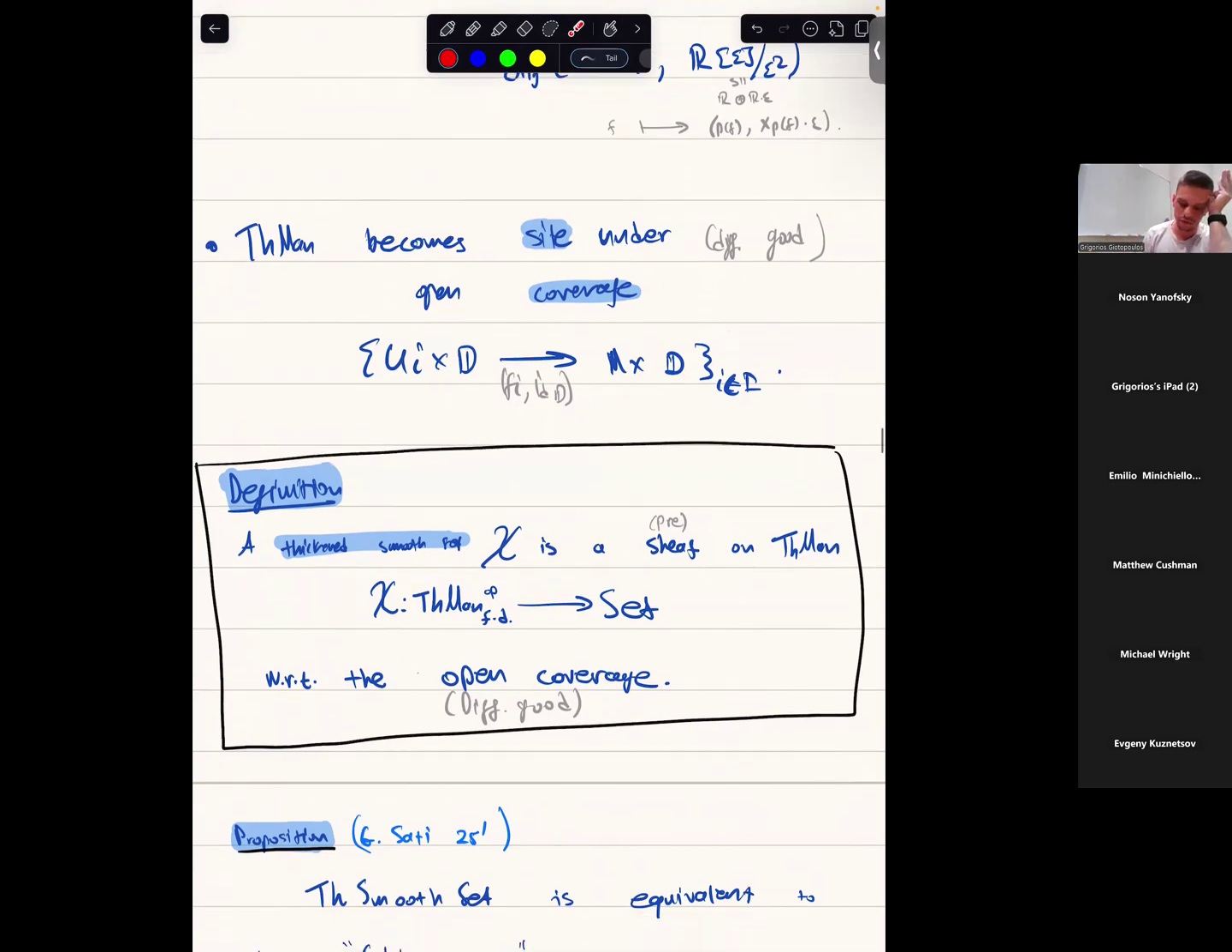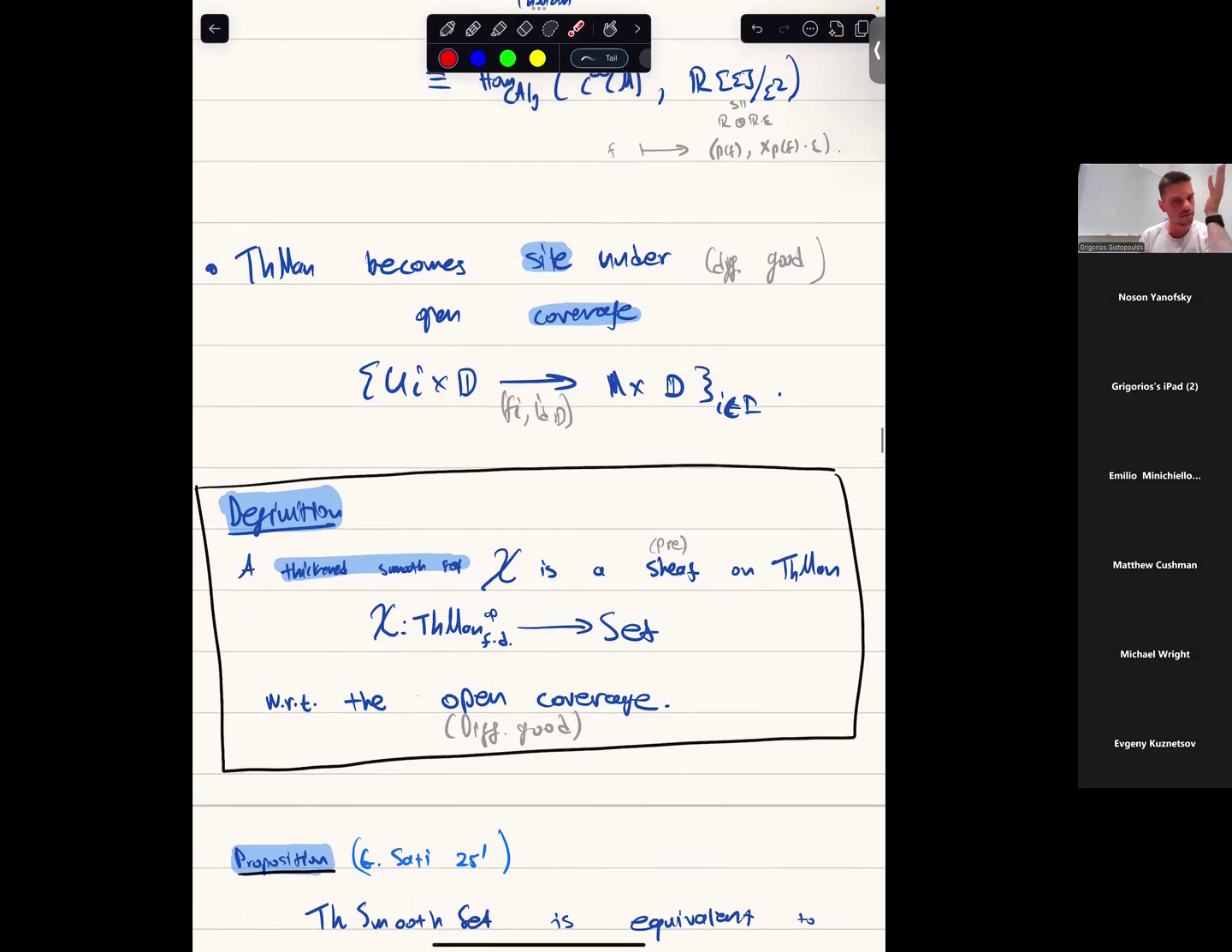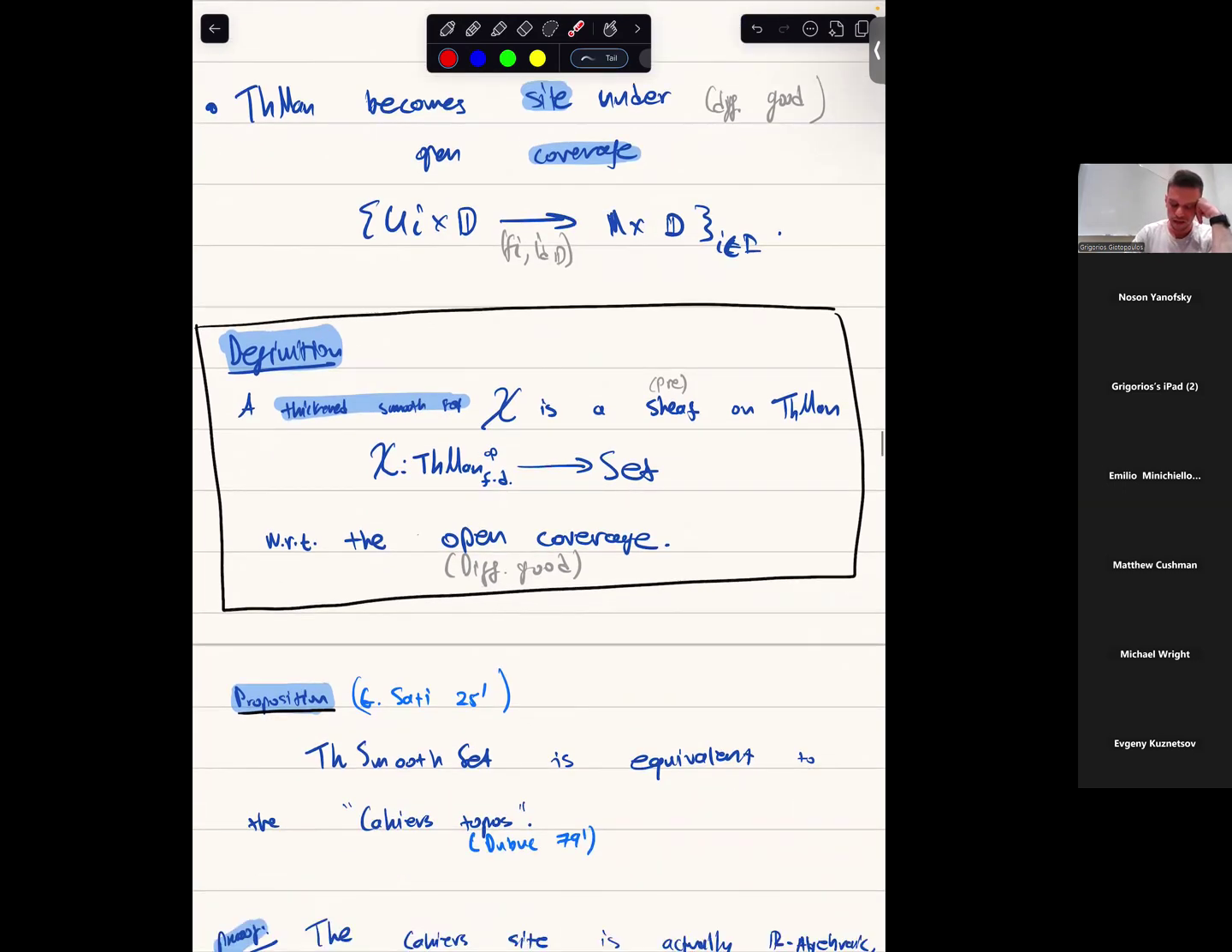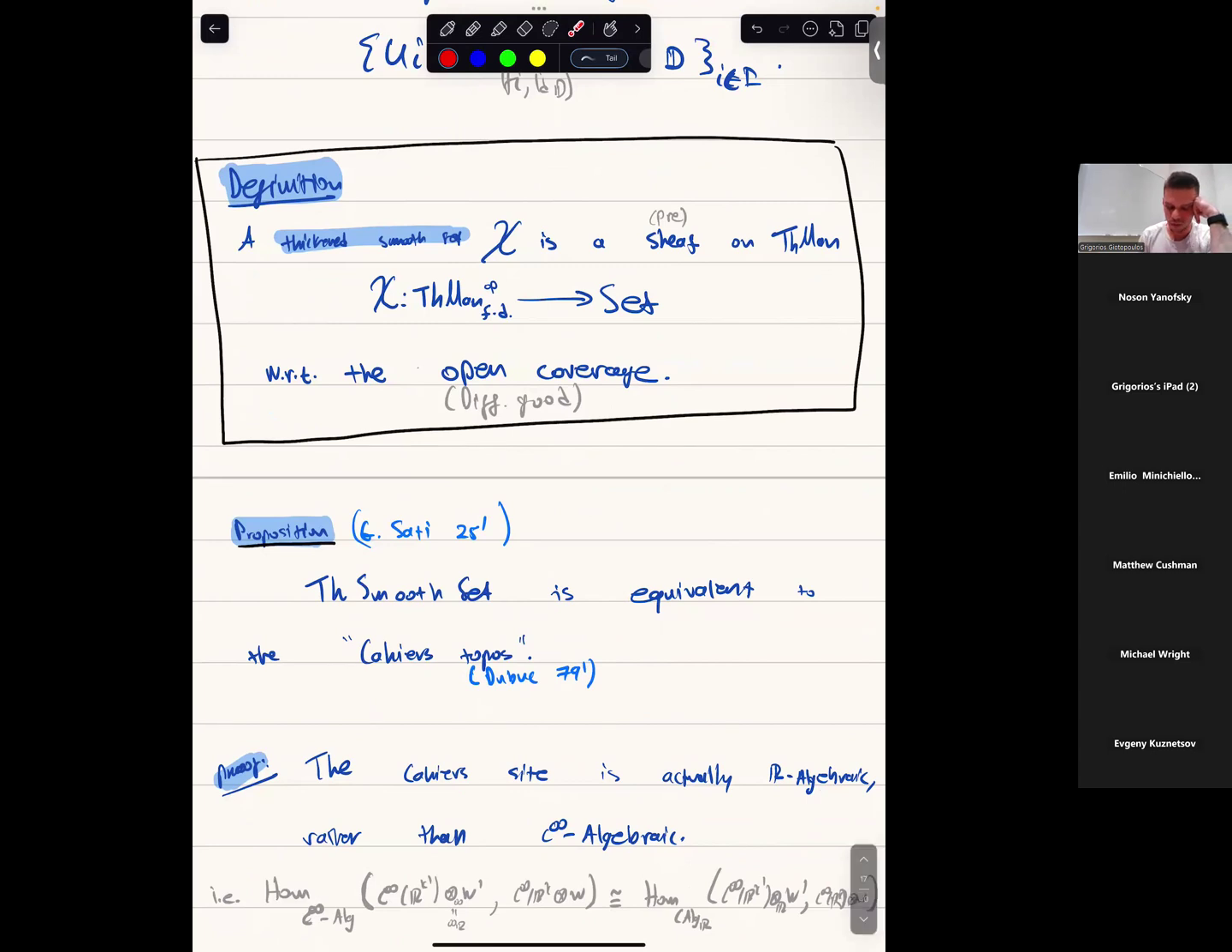And then we have the definition. We just enlarge our definition of a smooth set. So a thickened smooth set now is a sheaf on the category of thickened manifolds with respect to the open coverage, and the interpretation that I advocated before, this probe-wise, plot-wise kind of interpretation of such a space still holds. But now we also have infinitesimal objects to talk about. And here's a proposition that we noticed.